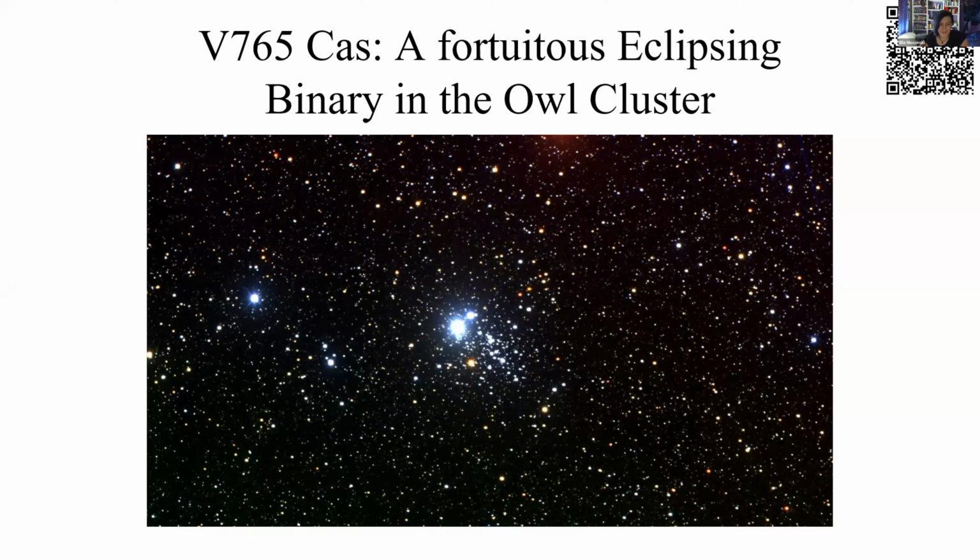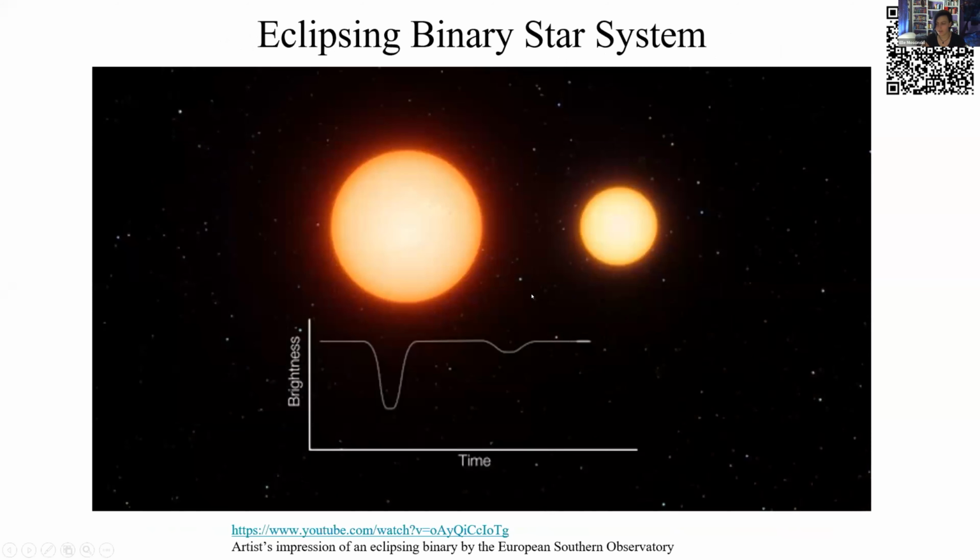Our team at Stanford Online High School is conducting a project that focuses on V765 CAS, an eclipsing binary system, which is a pair of stars that are gravitationally bound and orbit each other such that one blocks the other periodically and causes the brightness to have a dip.